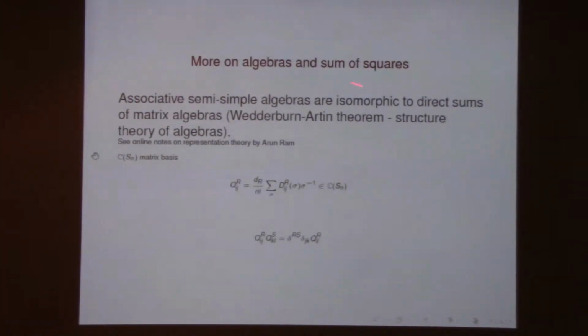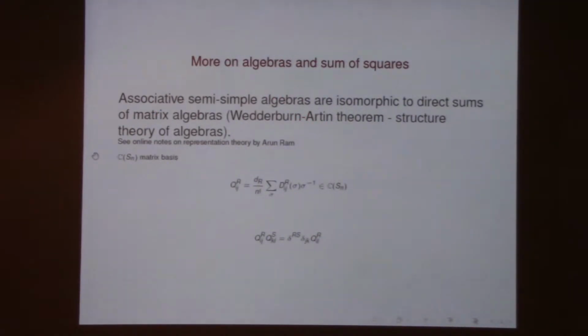So just a little bit more on these algebras. Basically, associative semi-simple algebras are isomorphic to a direct sum of matrix algebras. So why is the dimension of the algebra the sum of squares? That's because the structure of the algebra has to do with algebras which are matrix algebras.